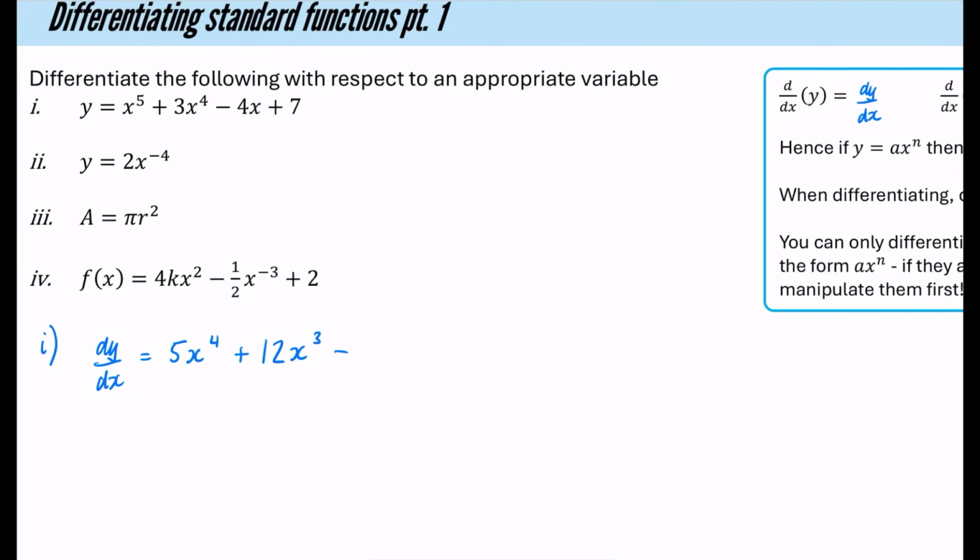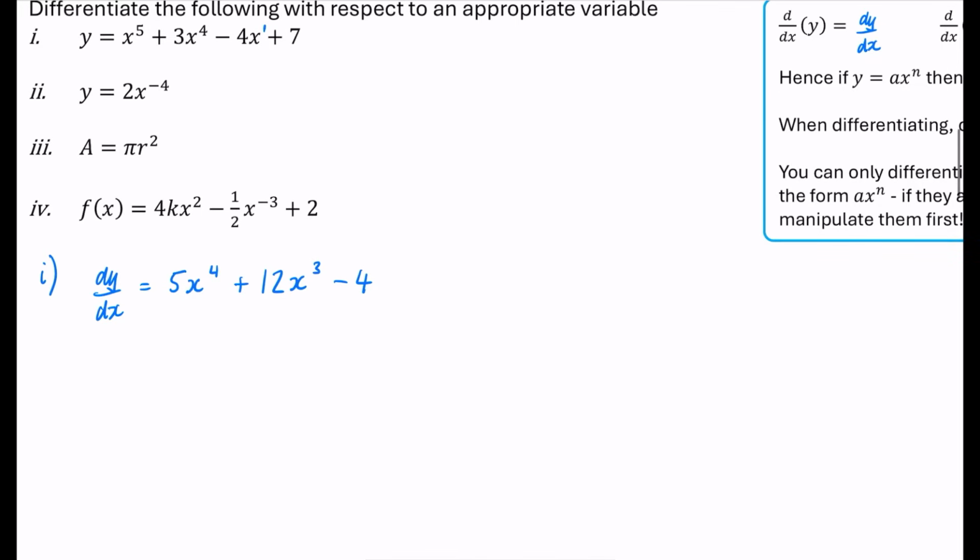And then this is like a 4x to the power of 1. So when you bring the power down, it's just going to become a 4 times 1, and when you reduce the power by 1, you get x to the power of 0. If you remember, anything to the power of 0 is just 1, so it just becomes a minus 4. So if you ever have something like this, you can essentially just get rid of the x and keep this part that we've got. And we said this before, when you differentiate a constant, like a 7, it's not going to be there in the final answer, so we can just leave that one entirely.